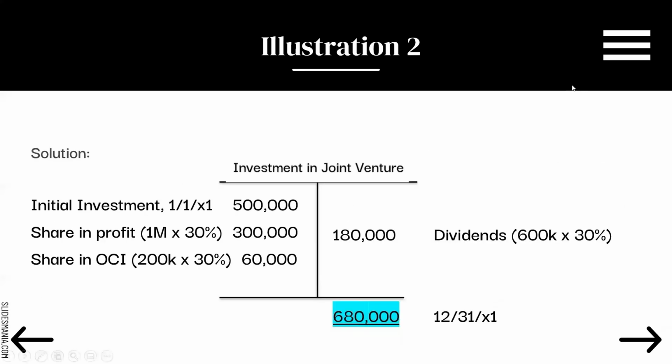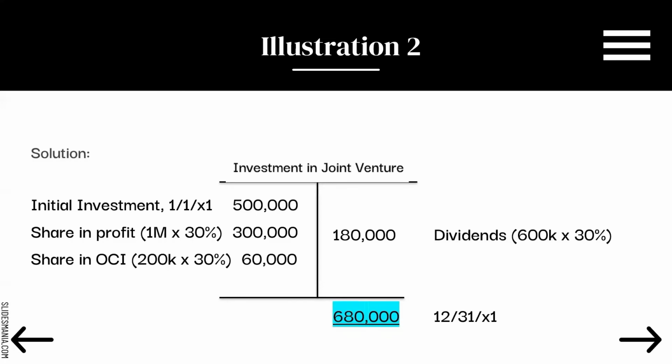So first, let's get the initial investment, which is the 500,000. That's the consideration. Second one is the share in profit. So it's 1 million times 30% interest, which is 300,000. And the next one is the share in other comprehensive income. It's 200,000 times 30% equals 60,000.